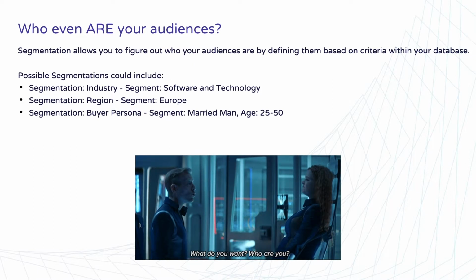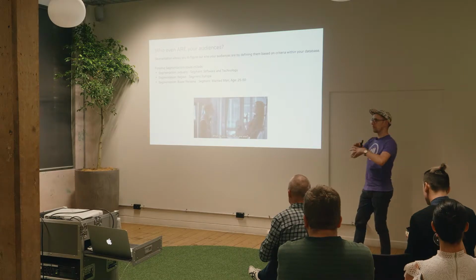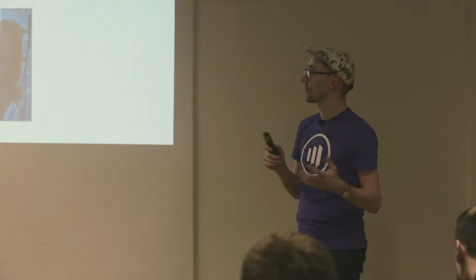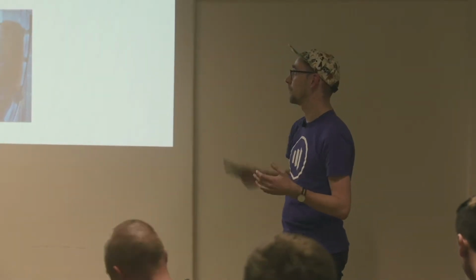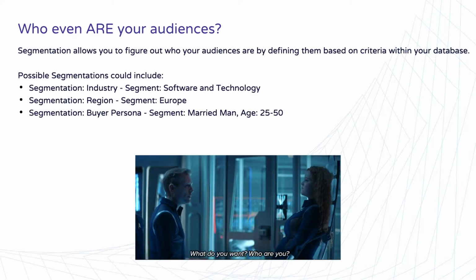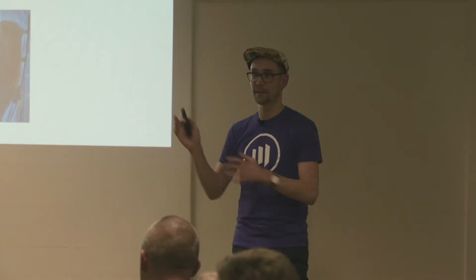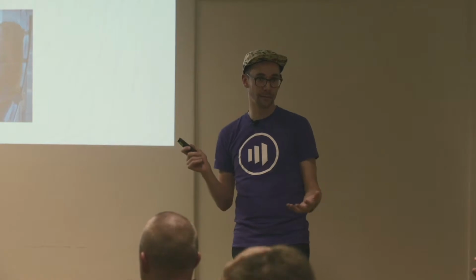So we're going to start off with segmentation. Segmentation is essentially figuring out who your audiences are. It's basically just defining segments based on criteria within your actual database. As a couple of examples, your segmentation could be industry, or your segments could be something like real estate, software and technology. I've got one there for region, as well as persona. This is obviously not an exhaustive list, just a couple of options that you can go for.